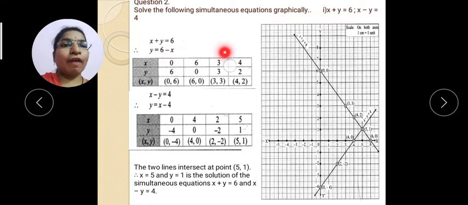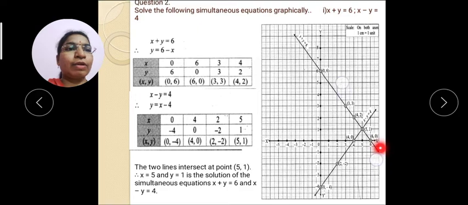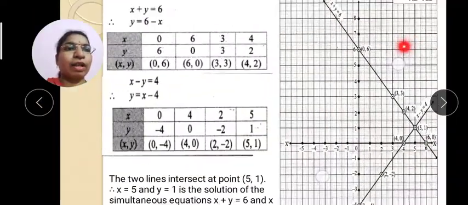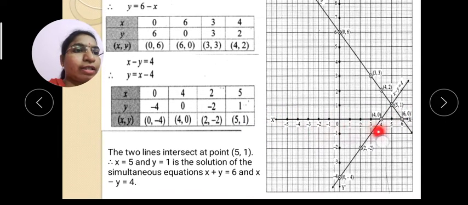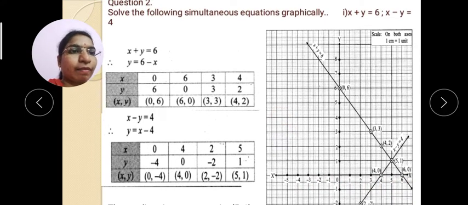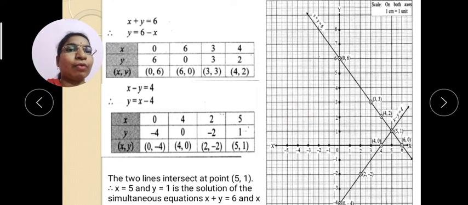Understood? So after getting these 4 coordinates, plot them on the graph. Now listen, see towards the graph. 0, 6. Where is it? 0 x. Firstly draw this x. How to draw? Draw this x-axis, then y-axis. After drawing the x and y axis, plot these 4 points in the quadrants. Okay.